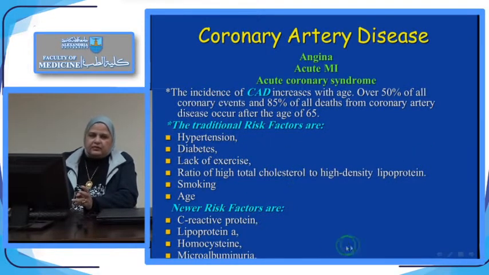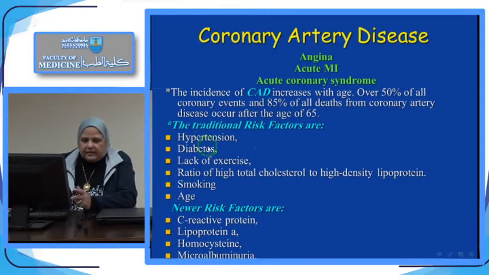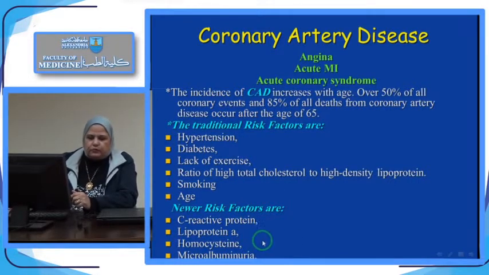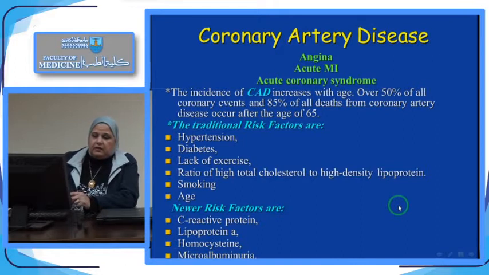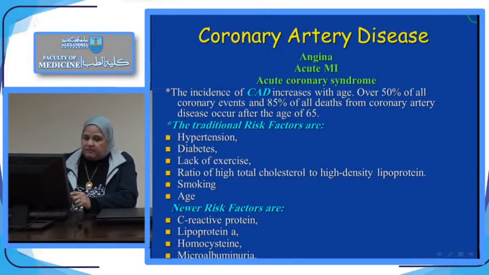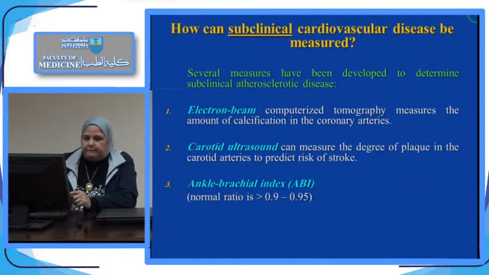These are the traditional risk factors, as we all know: hypertension, diabetes, aging, smoking, alcohol, and so on. And the risk factors newer than the traditional: C-reactive protein, CRP, is a major predictor. High sensitivity CRP is a major predictor of vascular insult in the body, like lipoprotein A, homocysteine, as well as microalbuminuria.